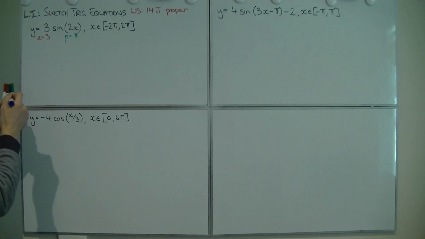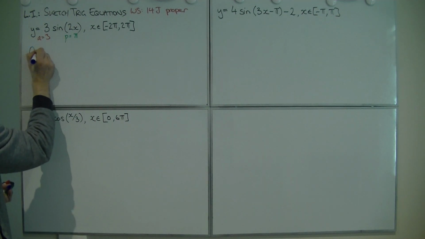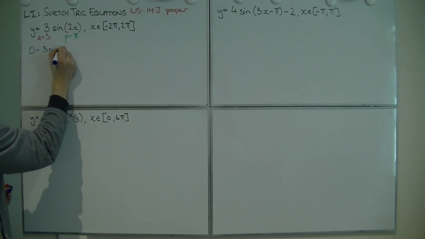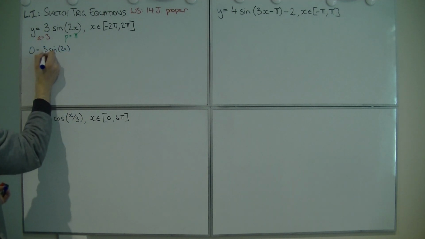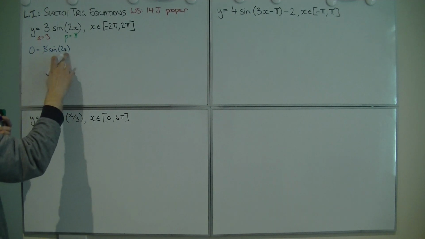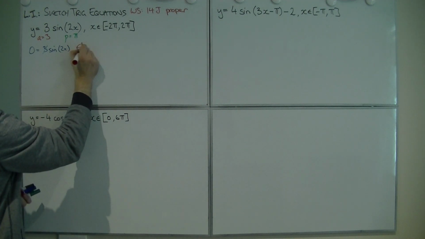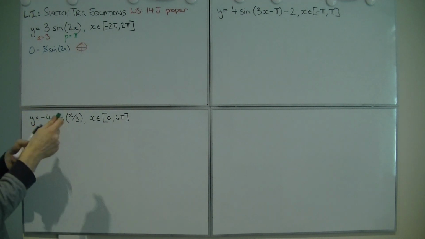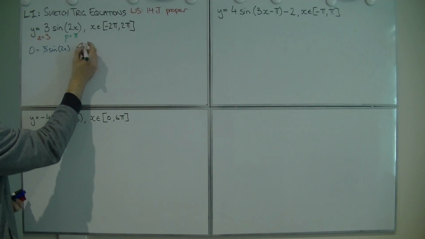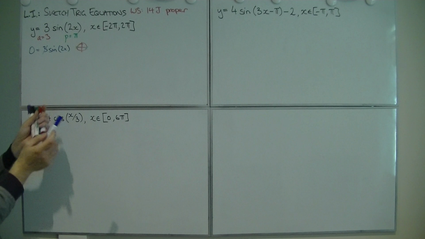Let's do that. To get x-intercepts, we need this to be 0. 0 equals 3 sine 2x. We can divide by 3, and 0 divided by 3 is still 0. When does sine equal 0? I've got to draw my unit circle. This is what we were doing last time. When does sine equal 0? That only happens here and here, so it's on multiples of pi.